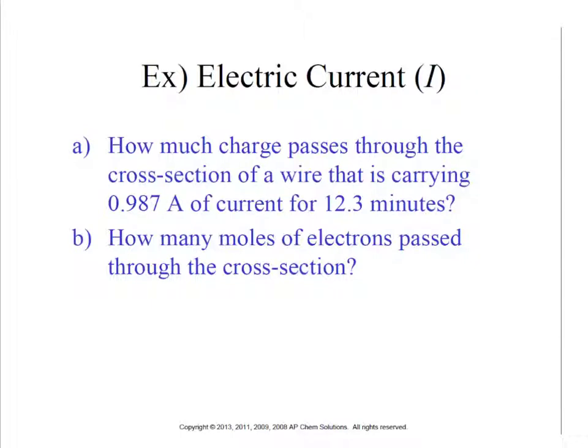So let's do a practice problem then. How much charge passes through a cross-section area of a wire that is carrying 0.987 amps of current for 12.3 minutes, and then how many moles of electrons would that be? Now you can go back and use that equation that we just saw, but that should be fairly simple. I'm actually going to show you how to do this the stoichiometry way, which is going to be a much more valuable technique to have in your belt.